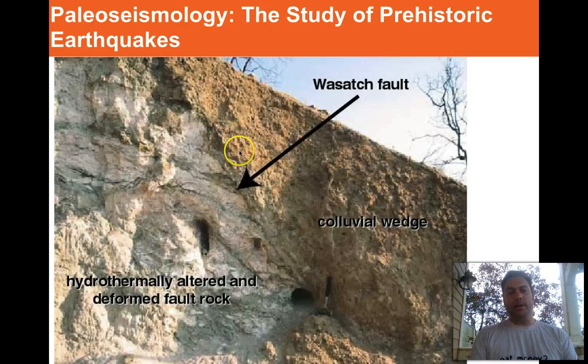Here's paleoseismology. We come to this again. Here's the Wasatch Fault, and we see a colluvial wedge. We can look for fossils in here and figure out how old this colluvial wedge is. Colluvium is basically the trash on top of the fault that washes over and builds up along it. We can study the relationship between these two, and we can get a pretty good idea of how often this fault actually moves. It's a really cool study.